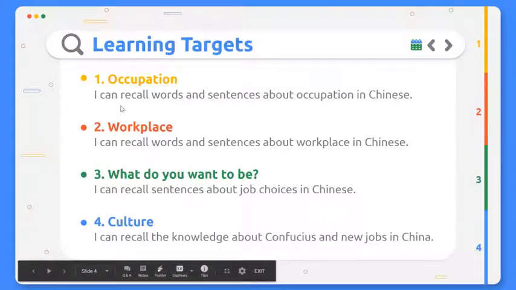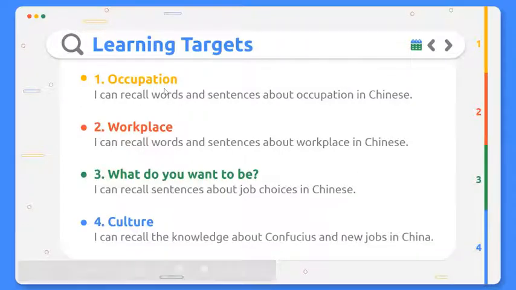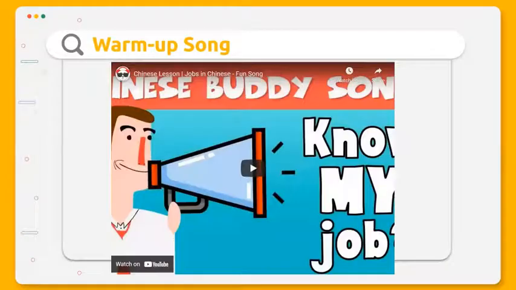In each part, Cheng Laoshi will lead you to review the content. After that, you're going to do the Nearpod practice on your own. We will review the words and sentences about occupation, and then you'll do the Nearpod practice. You can find out which part you still need to practice. Am I clear? Okay. Now, before we start this lesson, let's have a warm-up song.